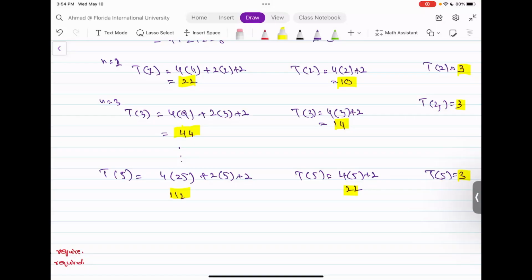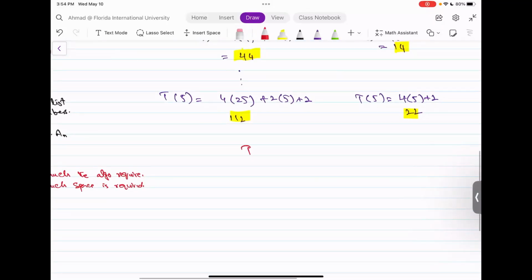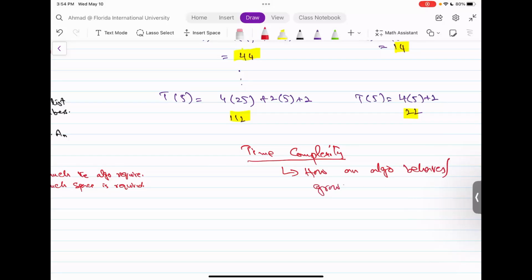What does this mean? Whenever we have a function which computes the execution time of an algorithm that grows as the number of elements grows, as the number of inputs grows, the time taken by the algorithm grows, that is referred to as the time complexity of the algorithm. So time complexity is how an algorithm behaves or grows when the input grows, right?